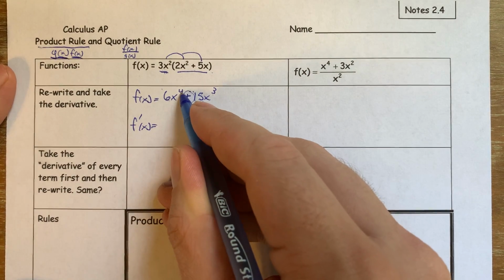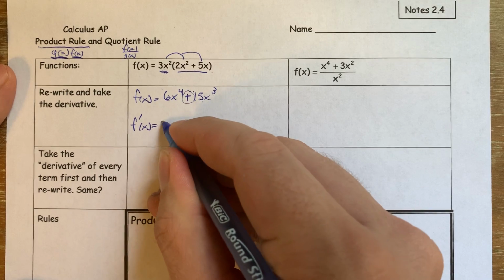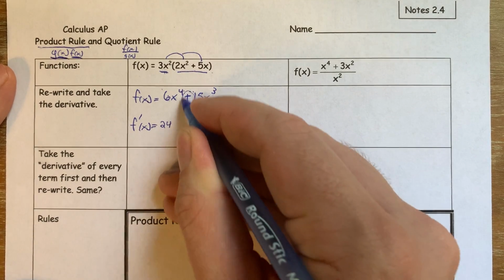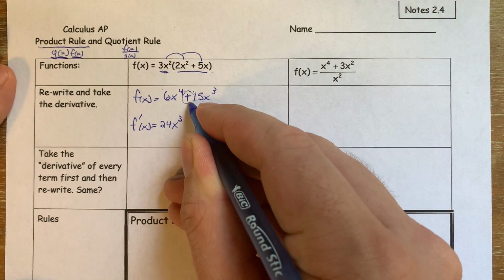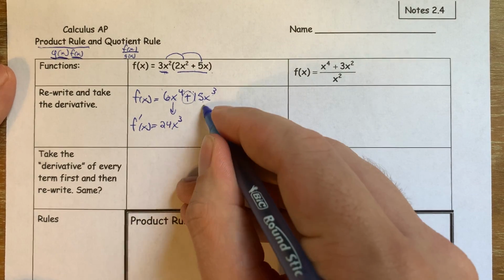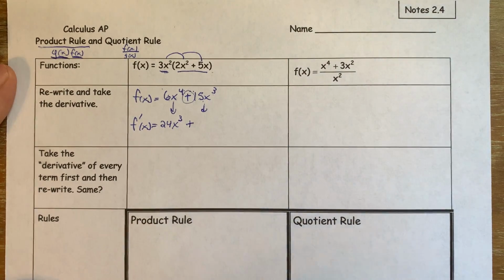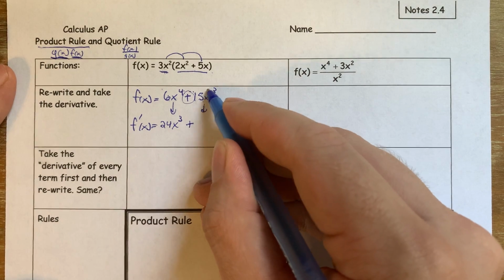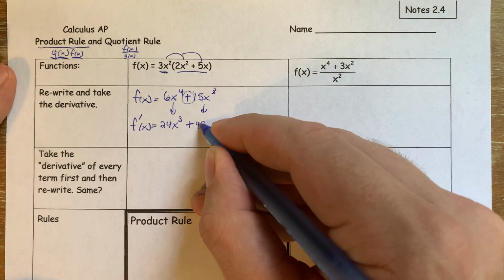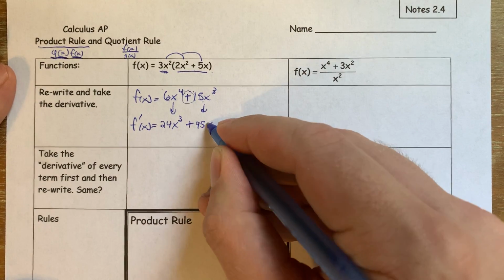And remember, with the power rule, we multiply by the power and we lower the power by one. So it's x cubed. And the sum and difference rule says we can do the derivative of this one and this one separately and just add the answers at the end. Here we multiply by the power and lower the power by one.